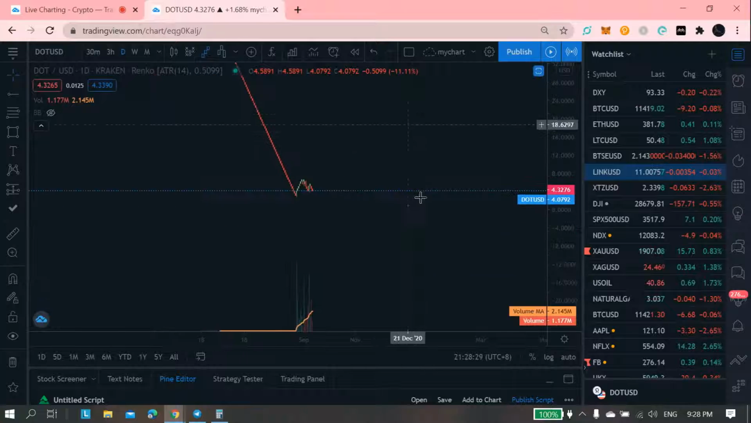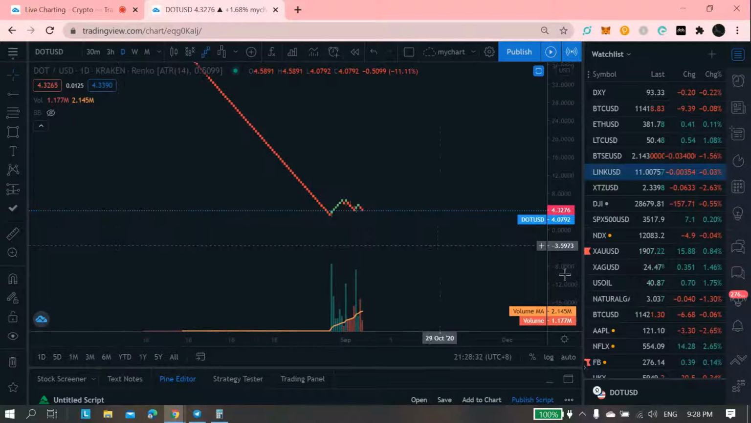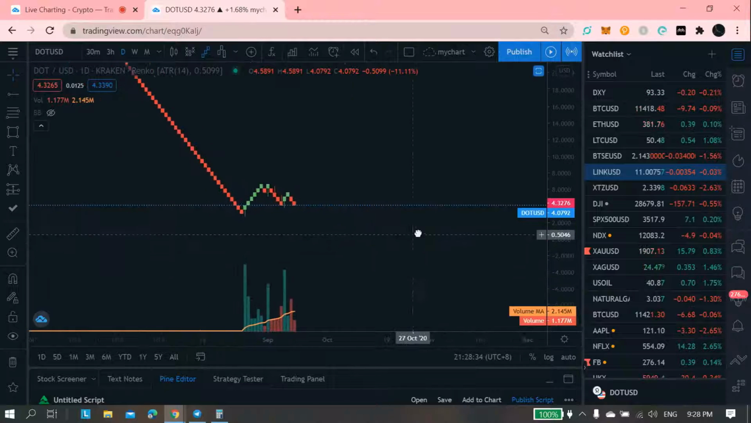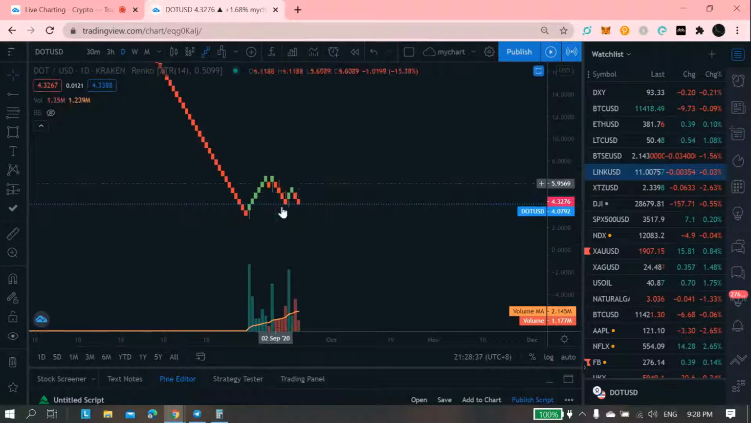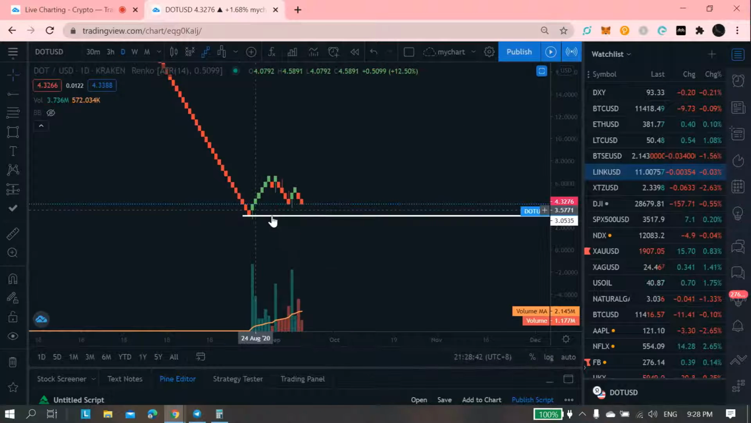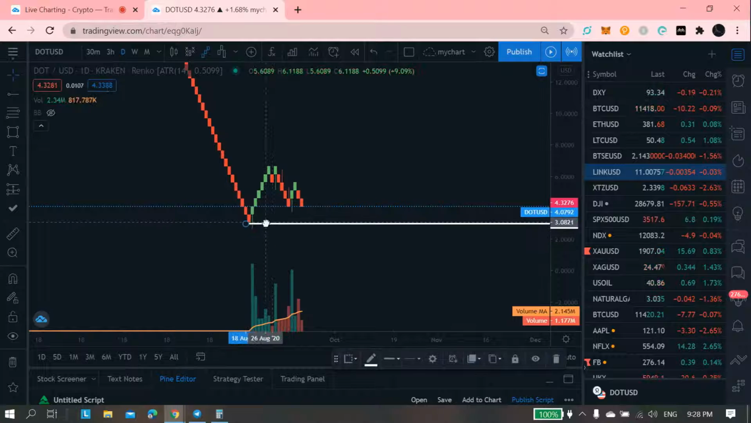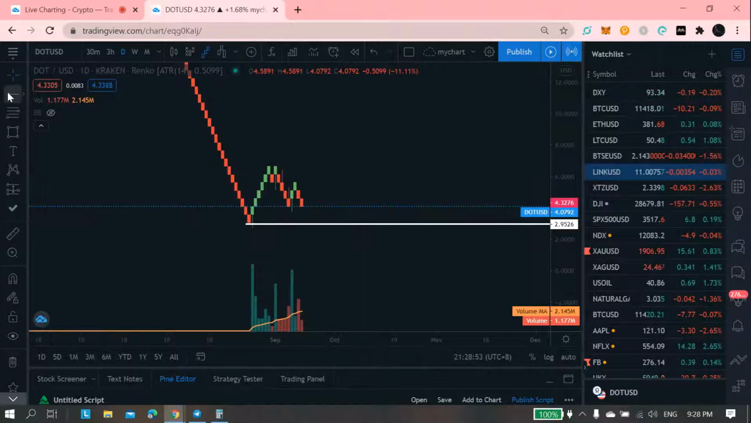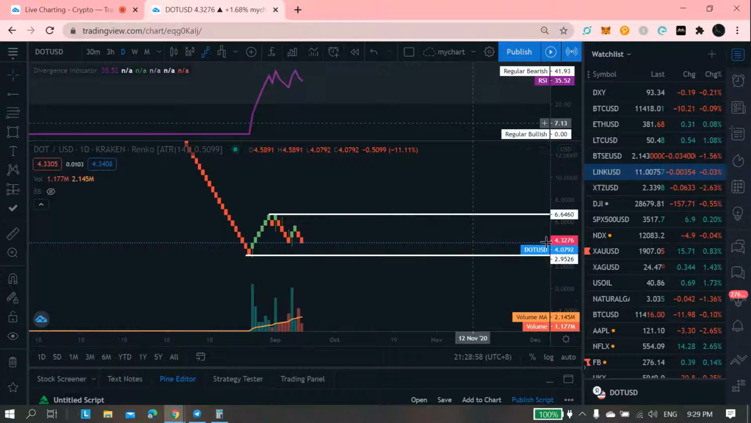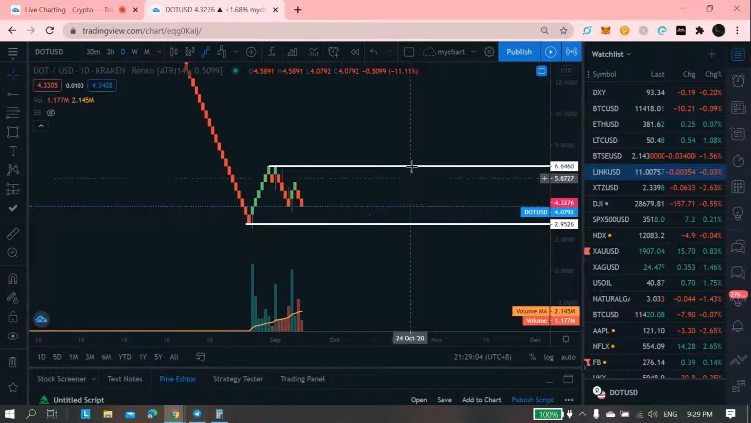But if you look at the Kraken, it's actually establishing a support area, but still the trend is going lower. So let's see if it holds at this area around the $3, if it reverses at this area. So for now, it's a wait for me. And of course, the resistance around the 6.64 area.